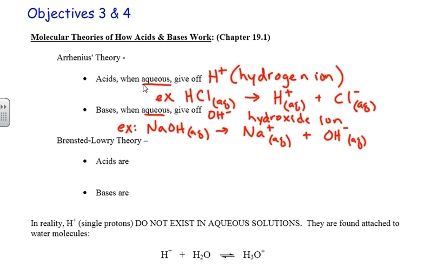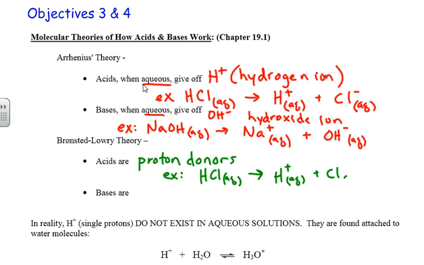The Brønsted-Lowry theory is similar in some ways, but the terminology is a little different. Brønsted-Lowry theory says that acids are proton donors. So let's think closely about this. If we use HCl as our example of an acid again, when we make it aqueous, it dissociates into a hydrogen aqueous ion and a chloride aqueous ion.